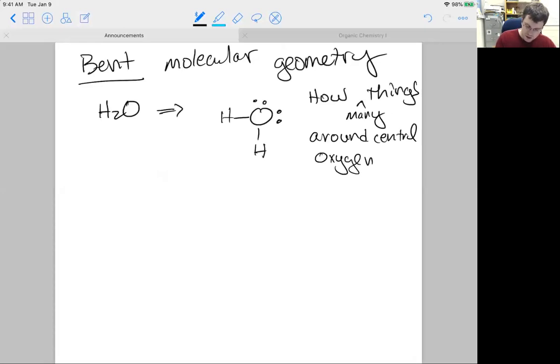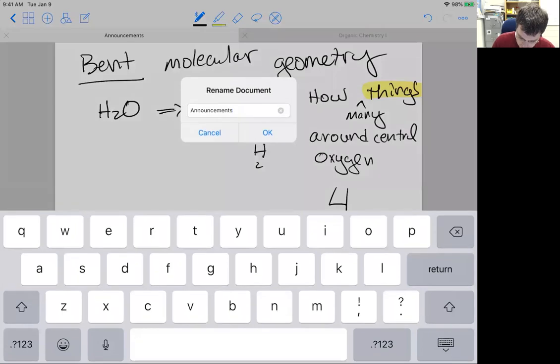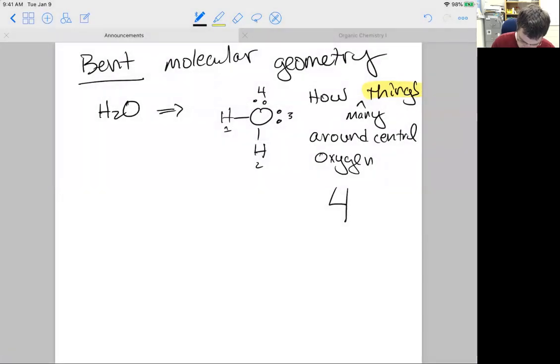Okay, so if we look at this, around the central oxygen, we have 1 for hydrogen, 2 for hydrogen, 3 for one of the lone pairs, 4 for another lone pair. Remember, it's the pair of electrons that counts as one thing, not each separate electron by itself, not yes or no to having a lone pair of electrons. Each of the pairs counts as separate things. So how many things are around the central atom? We have 4 things around the central atom.